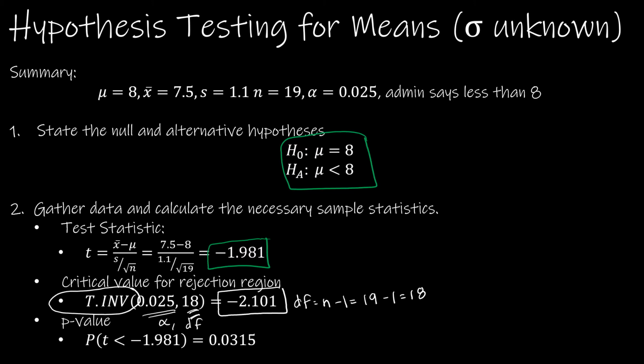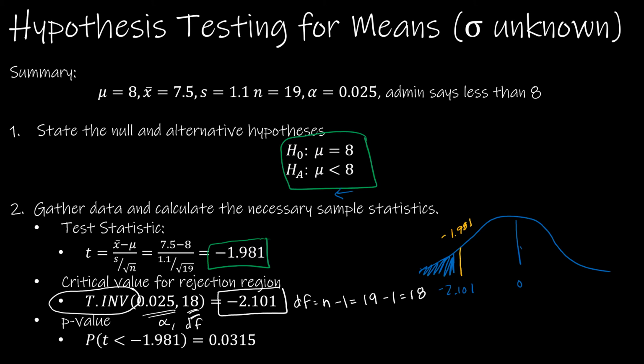So before we find the p-value, let's just remember that if my rejection region is at negative 2.101, and this is obviously a left-tailed test, that means anything to the left or less than negative 2.101 will be rejected, and my t-score is negative 1.981. So my t-score is not in the rejection region, which will mean that we're going to fail to reject.